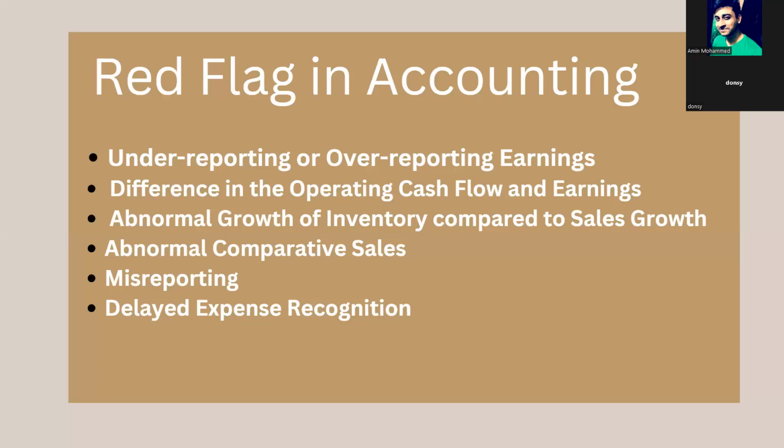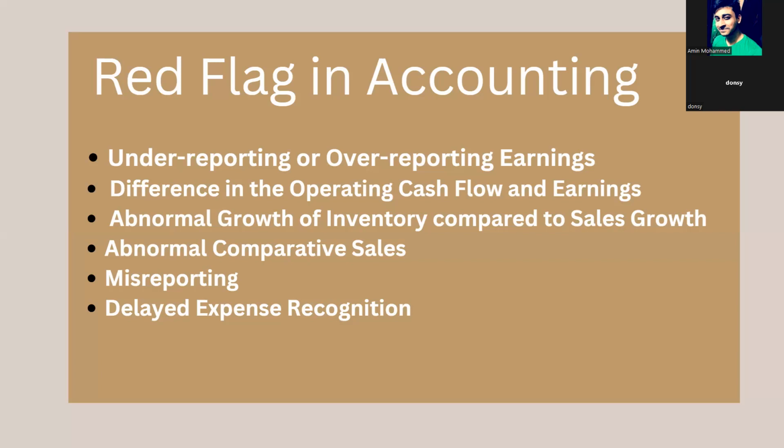We will be starting the unit with red flags in accounting. Under-reporting or over-reporting earnings: firms lower their revenue through deductions and expenses to fall in a lower tax bracket. Others may over-report earnings to meet earnings projections, stock option performance, bonuses, or meet debt agreements.